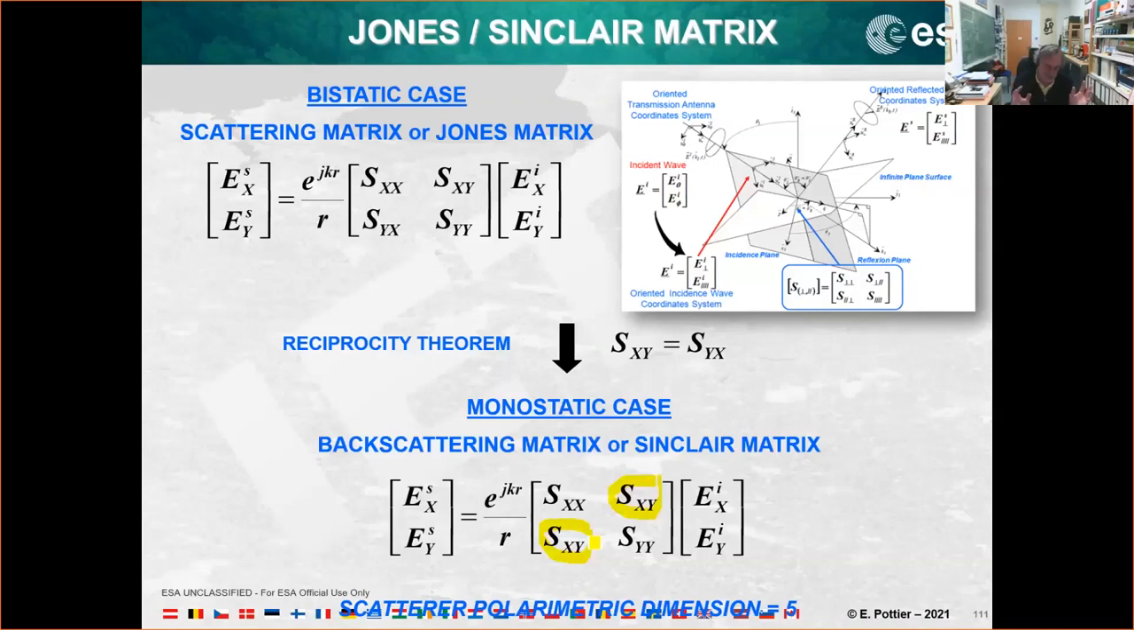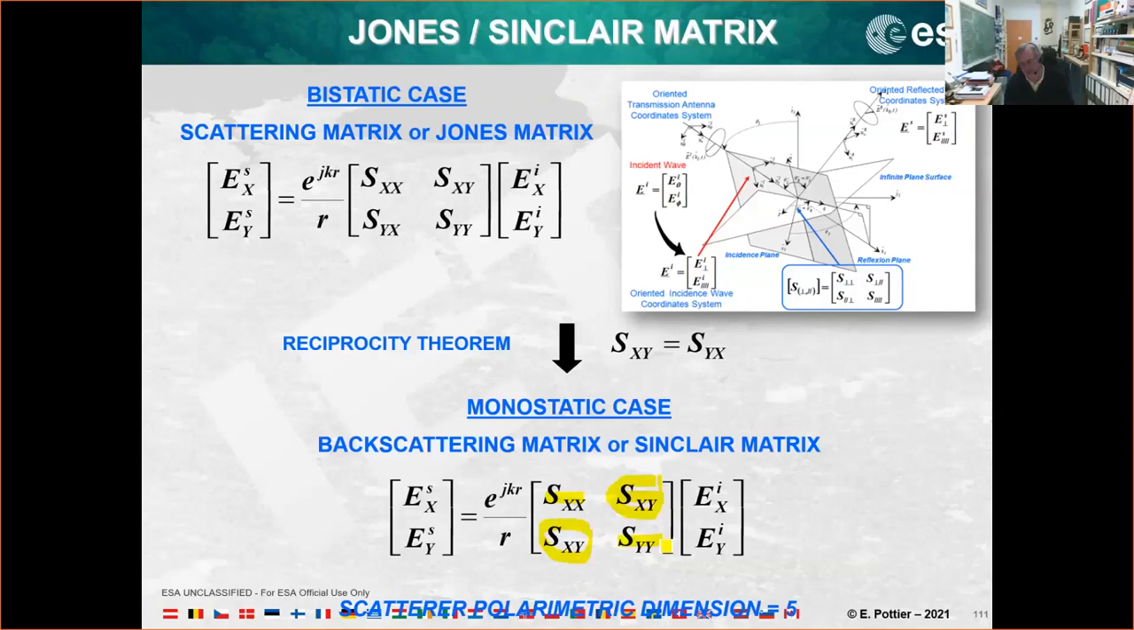So we need to know what is the physical dimension of a parametric pixel. We have to know how many independent parameters we can use to describe perfectly the pixel. So I repeat, the pixel is described by this scattering matrix. In this scattering matrix, we have 3 complex coefficients. Each complex coefficient has a magnitude and a phase. So we have 3 magnitudes and 3 phases. We can say that the physical dimension is equal to 6. So a pixel can be described by 6 independent parameters.